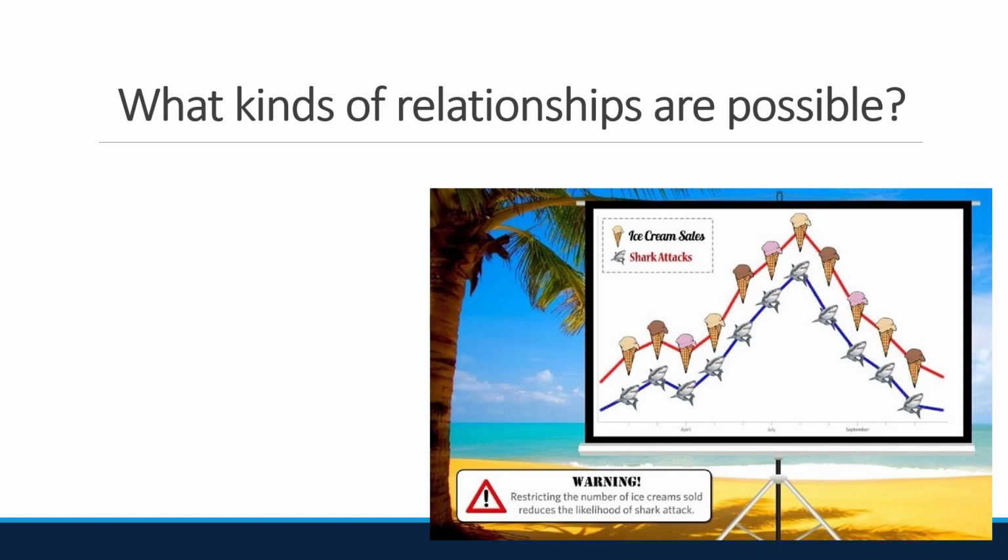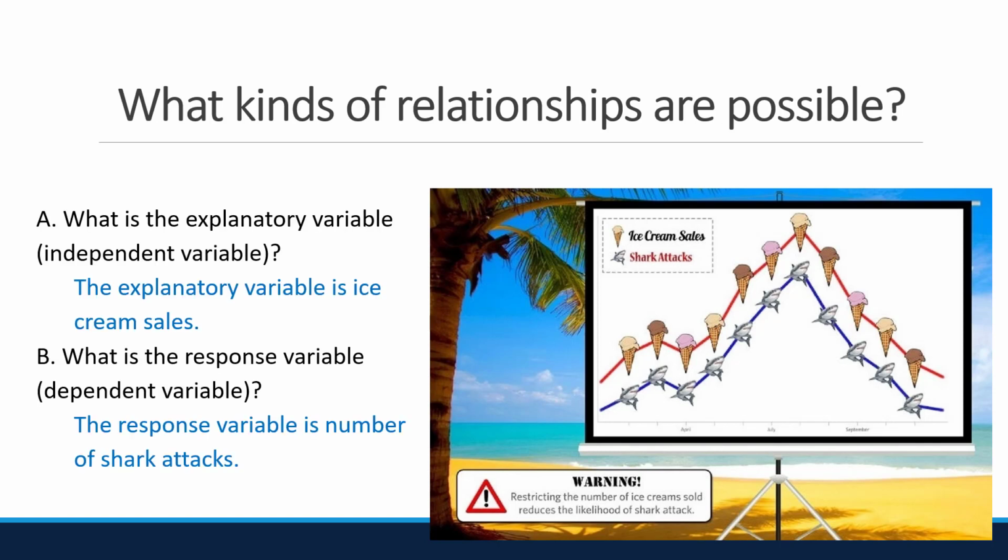Let's start by identifying the explanatory and response variable for this example. Notice in this case, the researcher wants to use ice cream to explain shark attacks. So for this reason, the explanatory variable is ice cream sales, and the response variable will be the number of shark attacks. Next, by looking at the plot, notice that ice cream sales and the number of shark attacks exhibit a similar pattern over time.